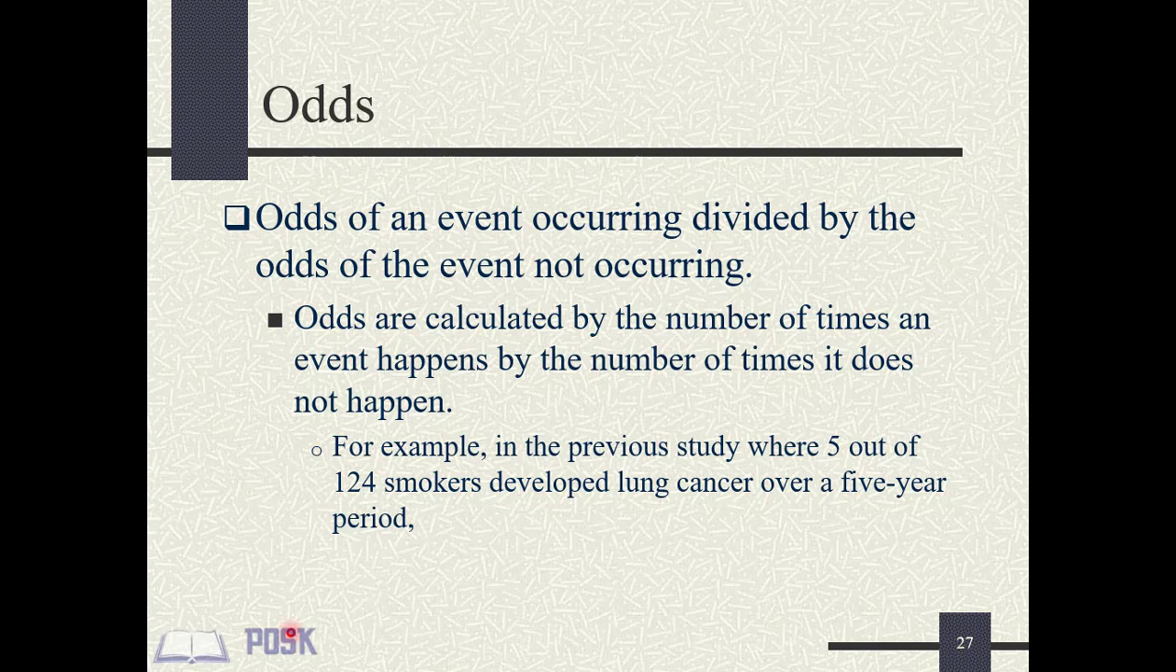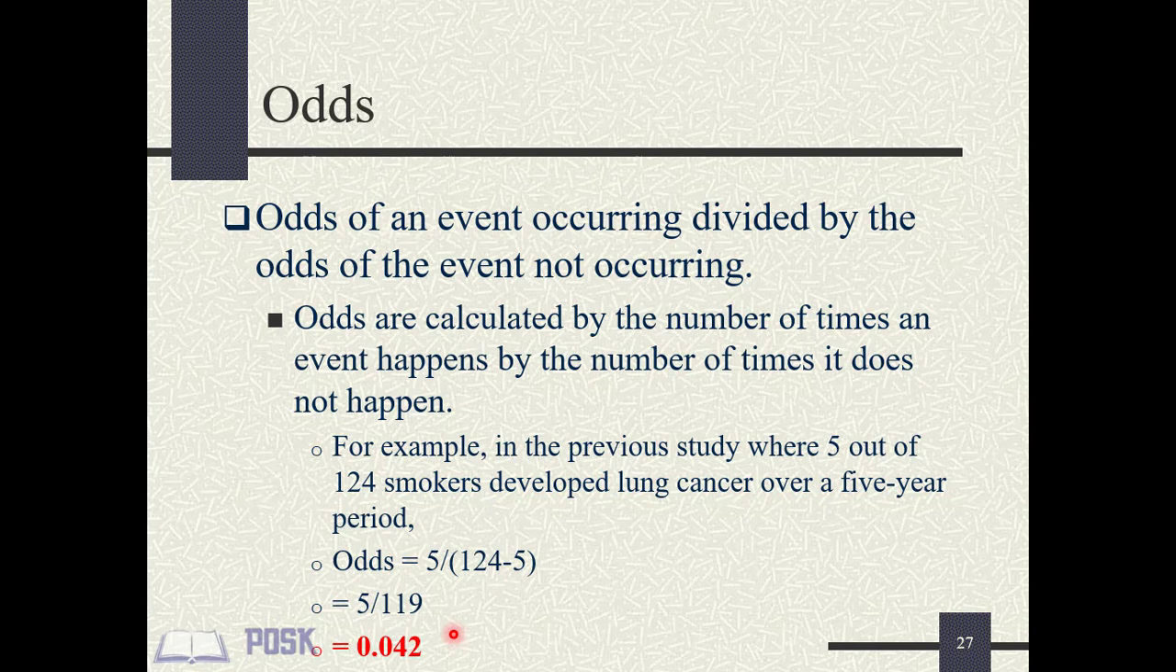You have 124 smokers, and over a 5-year period, 5 of them develop lung cancer. What are the odds of a smoker developing lung cancer? If 5 out of 124 smokers had lung cancer, it means that 119 people did not develop lung cancer. Therefore, the odds of developing lung cancer are 5 divided by 119, which is 0.042. You will then multiply 0.042 by 100 to obtain the percentage and report the risk as 4.2%.